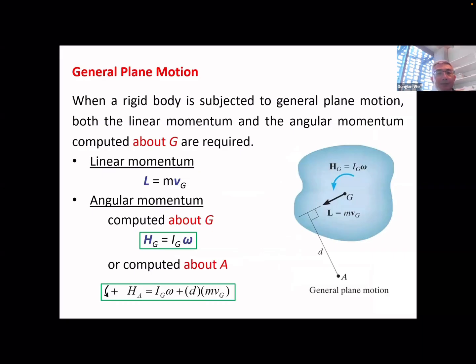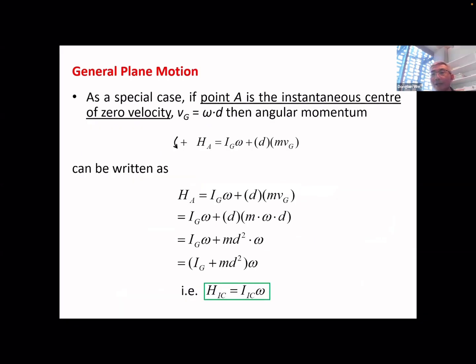For linear momentum, for angular momentum, if the calculation is about G, it will be IG omega. And you could select point A for your calculation. Then you will have two items. Okay.